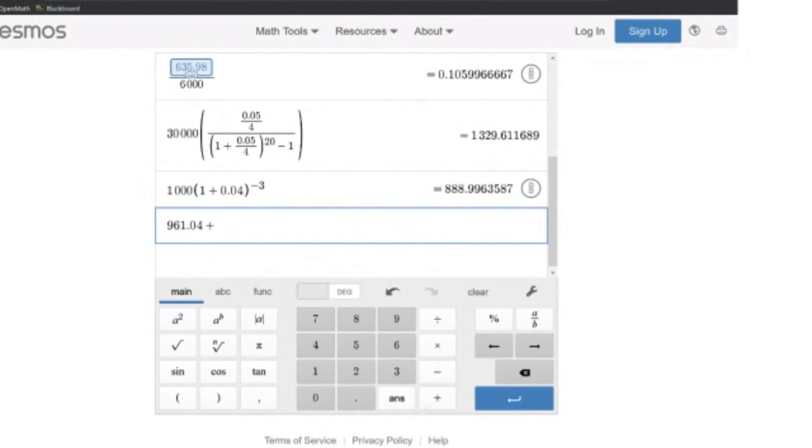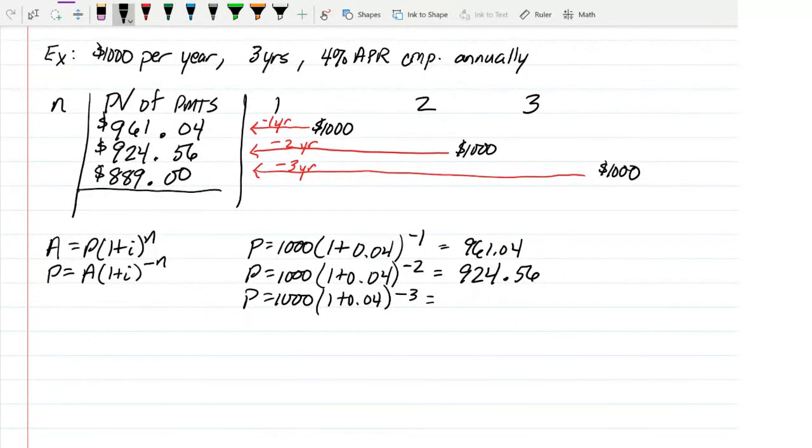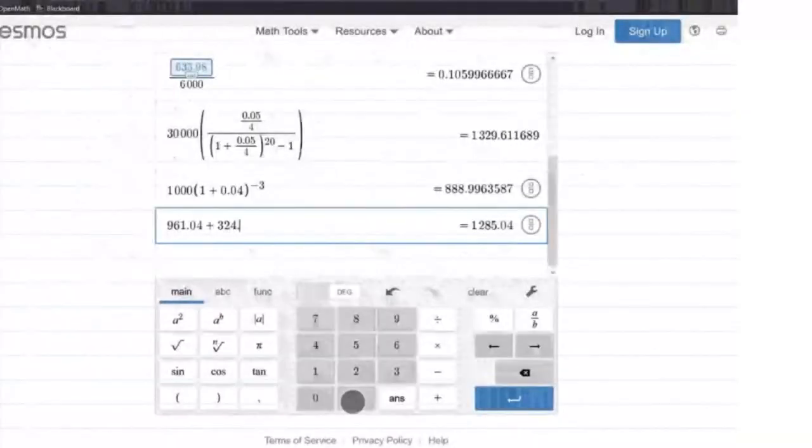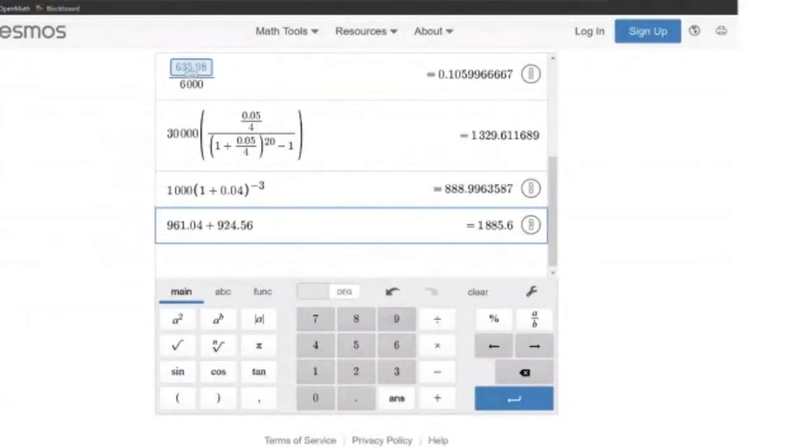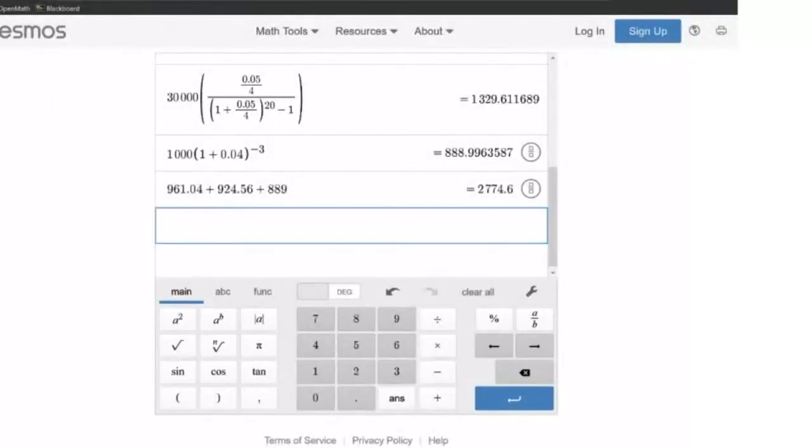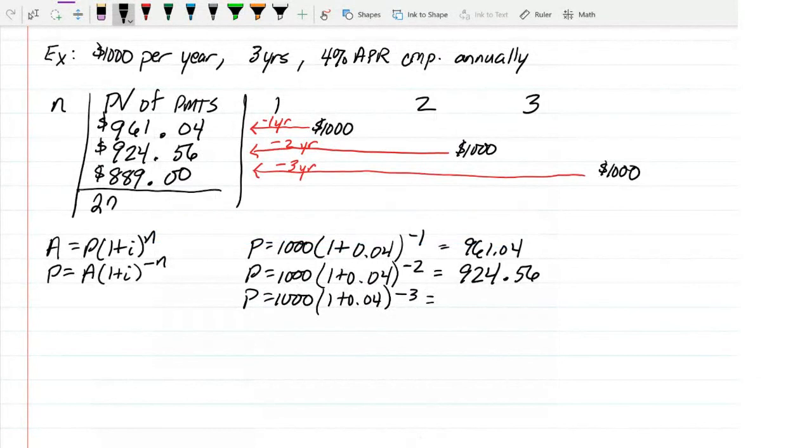Unlike the last one, I'm not going to try to add those three numbers in my head. 924.56. Of course, I can't type. And 889 even. The total present value is $2,774.60. Remember, I always go to 2 decimal places. So that's the total present value.